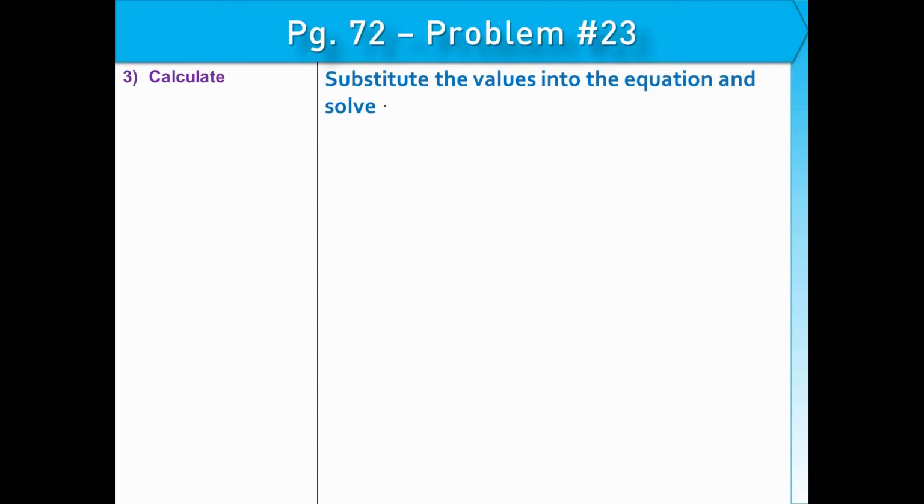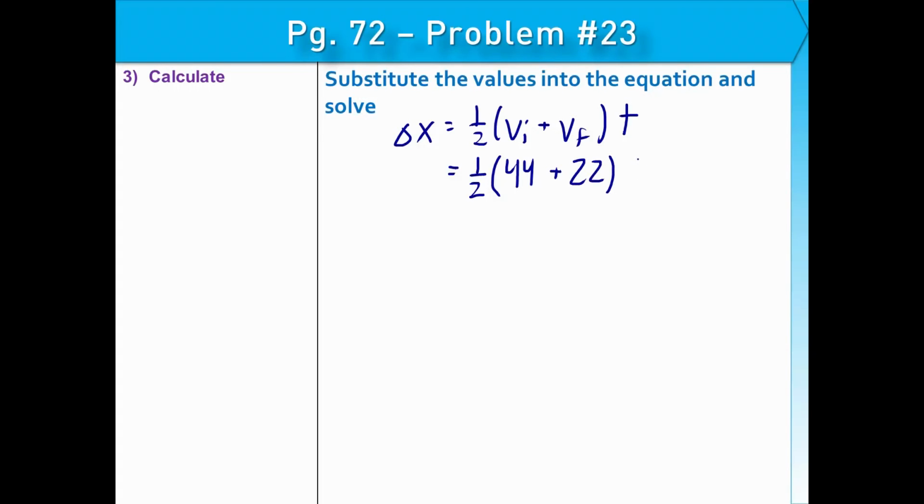So now we're going to substitute our values in. We're given displacement is equal to 1/2 times initial velocity plus final velocity, times time. And we'll go ahead and plug in our values. So we have 1/2. The initial velocity of the car is 44 meters per second plus final velocity, which is 22, times the number of seconds, which is 11. Let's go ahead and add 44 plus 22. That gives me 66 times 11.